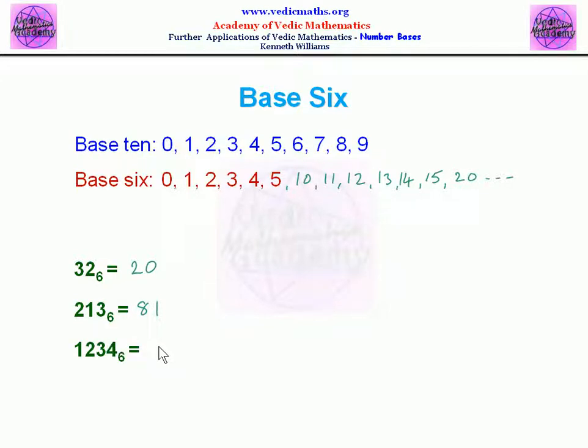And for a four-figure number, 6 times 1 is 6 and 2 is 8. 8 times 6 is 48 and 3 is 51. 51 times 6 is 306 and 4 is 310. So those are the base 10 equivalents of those base 6 numbers.